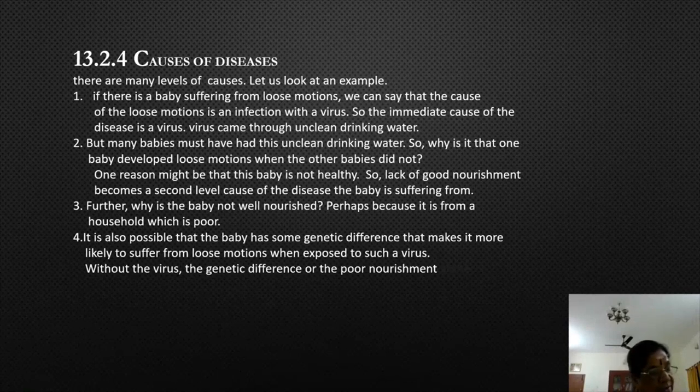Right? So why was there no clean drinking water? Because public services are poor, and sanitation is very poor where the baby's family is living. That is one of the reasons. So it gives us reasons for the diseases. First, poor nourishment, drinking unclean water. Then third, it may be due to genetic differences.